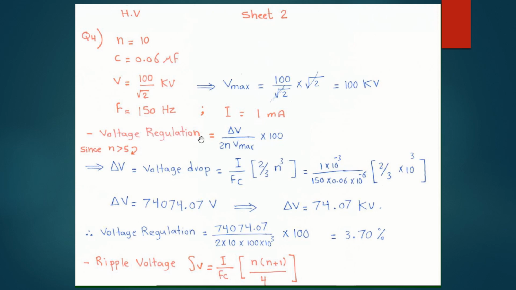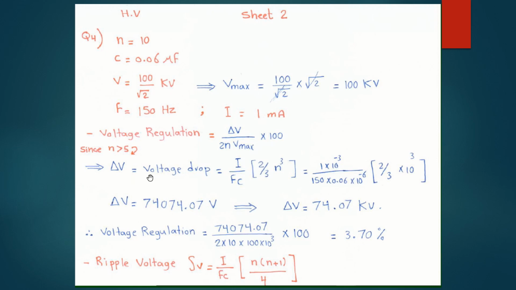Okay, so the first required in this question is voltage regulation. The voltage regulation formula is equal to delta volt divided by 2n Vmax into 100. This is the formula to find the voltage regulation. So since we don't have the delta volt here, we have the value of n, we have the value of Vmax, and we don't have the value of delta volt. So we have to find delta volt. Here, since the number of stages is greater than 5, we will use this formula.